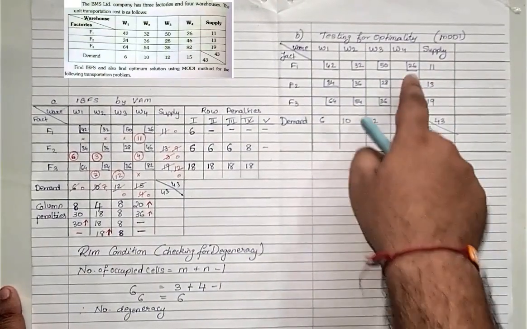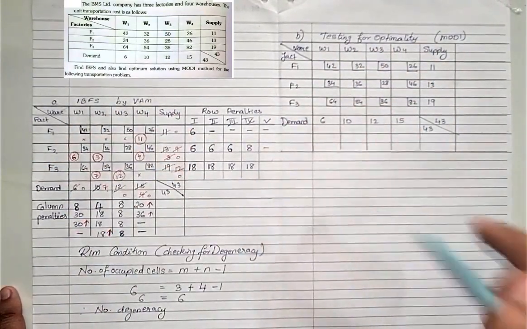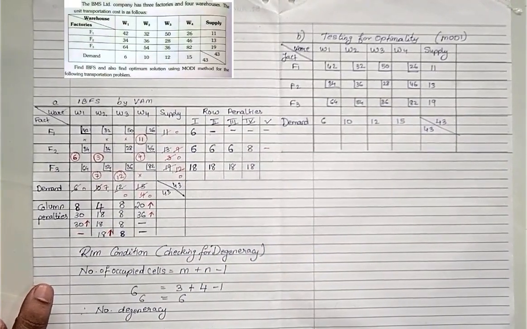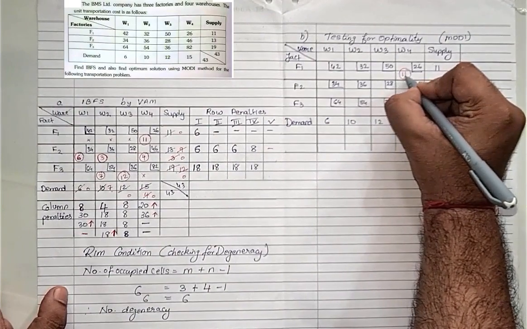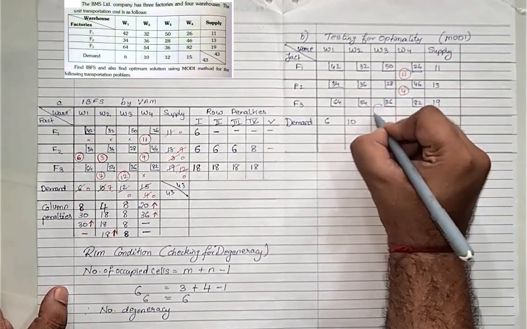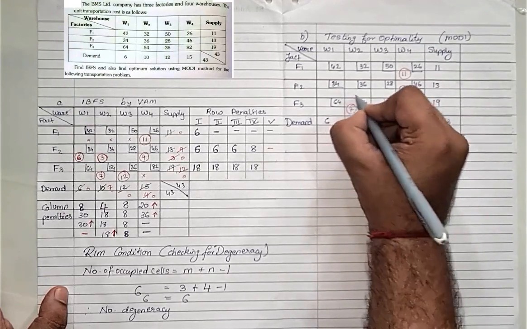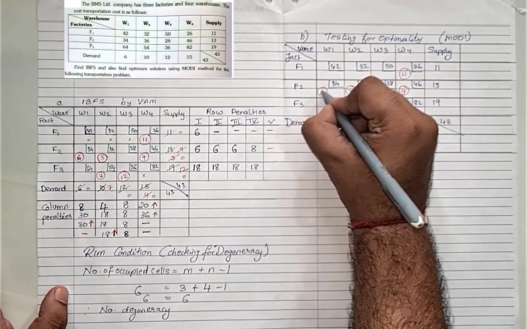Okay, now I have noted down the same table, exactly the same as the one that was here. So now whatever values were allocated, we will note them down. So this was 11, 4, 12, 7, 3, and 6.